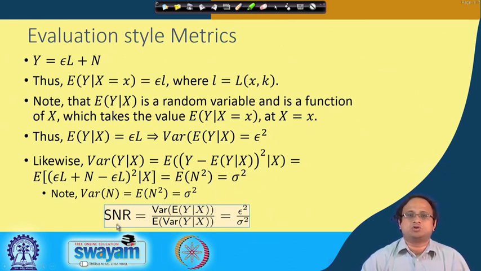So, the signal to noise ratio, which is the variance of E y given x divided by the expectation of the variance of y given x, is nothing but epsilon square by sigma square. Note that the denominator, the expectation of the variance of y given x, is equal to sigma square, which is indeed the variance of noise. If you remember, originally we defined the denominator part of the signal to noise ratio as the variance of noise, and the expectation of the variance of y given x correctly computes the variance of noise. This also shows why it is defined in this way.